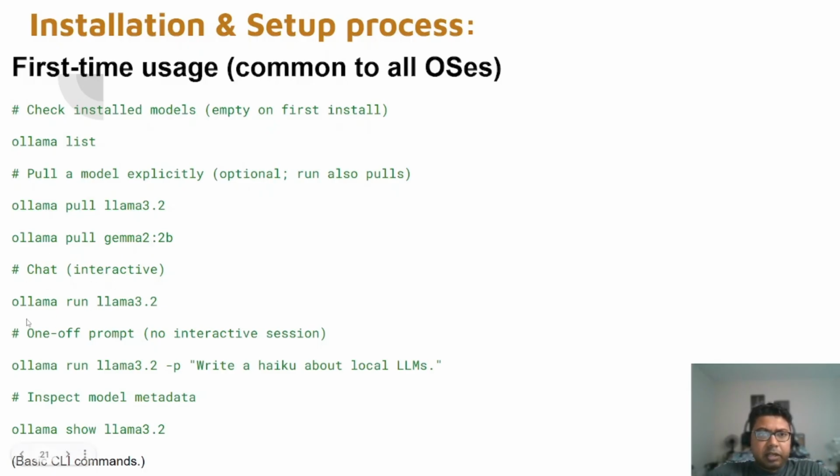Then the chat command. If we want to chat with Ollama, we just need to say ollama run and then the model name. It will enable a chat prompt for us where we can prompt it. Or in a single command we can write ollama run llama3.2 with a prompt, and we can pass whatever prompt we want. That will also work.